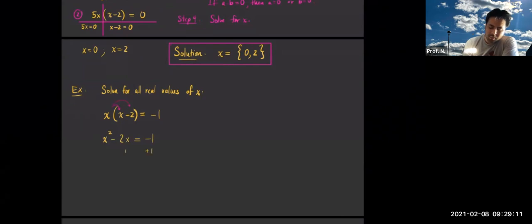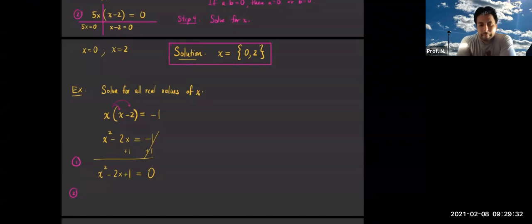And then I'm going to add 1 on both sides here. So then I get x squared minus 2x plus 1 equals 0. Very good. So that's step 1, right? I set it equal to 0. Then what? Step 2 would be to factor. Very good. Can we factor this? Is x squared minus 2x plus 1 factorable? Yeah, we can factor it. So what does this factor into?